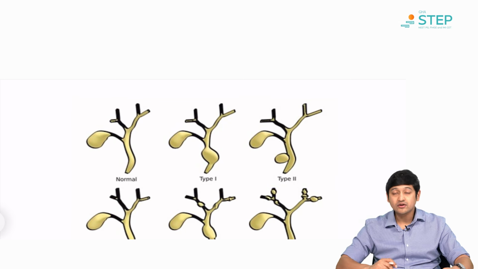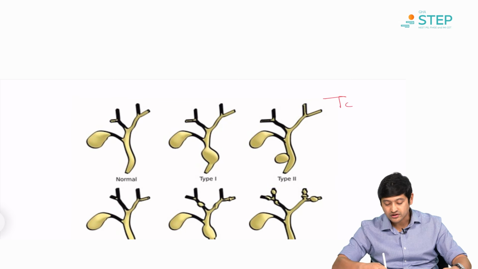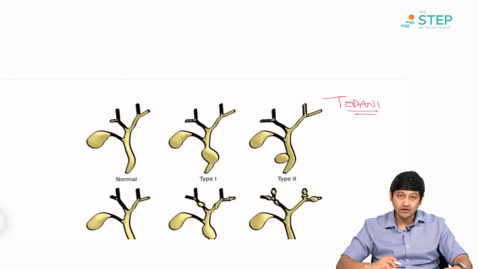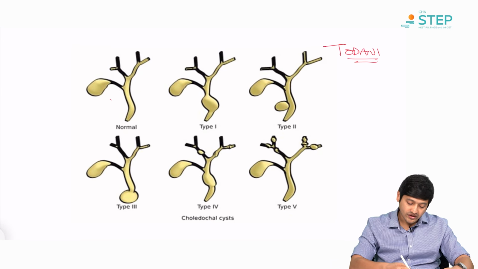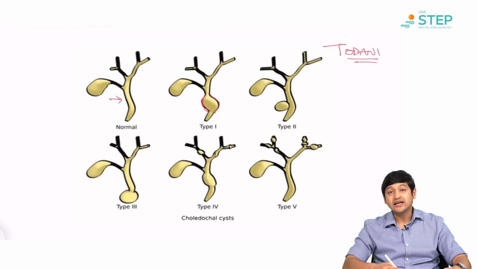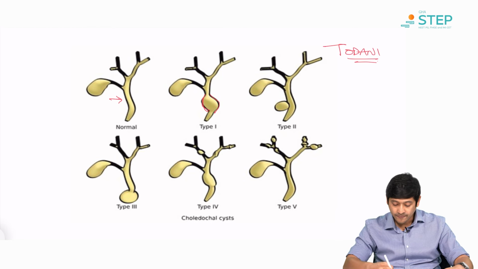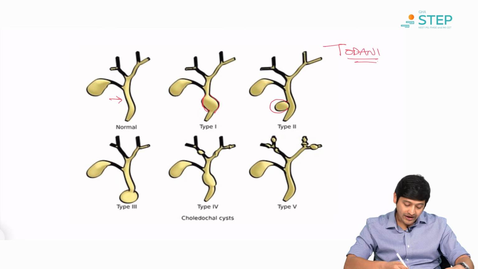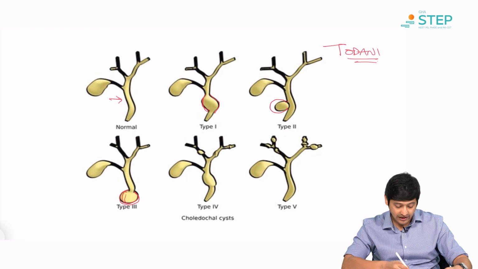Now, another common question that you can expect is what you call the Todani classification. All right, so this aims to classify choledochal cysts. This is a normal duct, and this is a type 1, where you have a fusiform dilation of the common bile duct. You can have a diverticular or an outpouching like a diverticulum. You can have a choledochocele right at the end, at the insertion or termination. You can have a dilation.